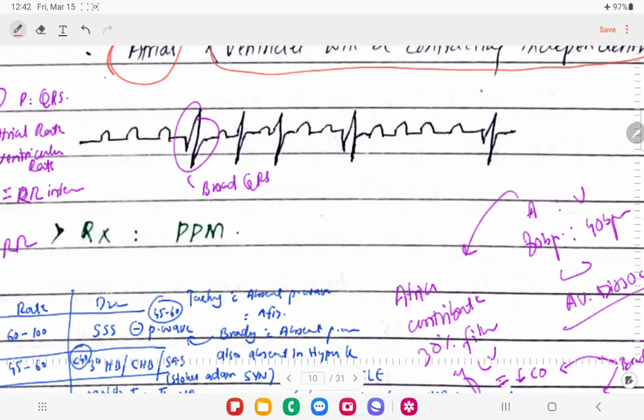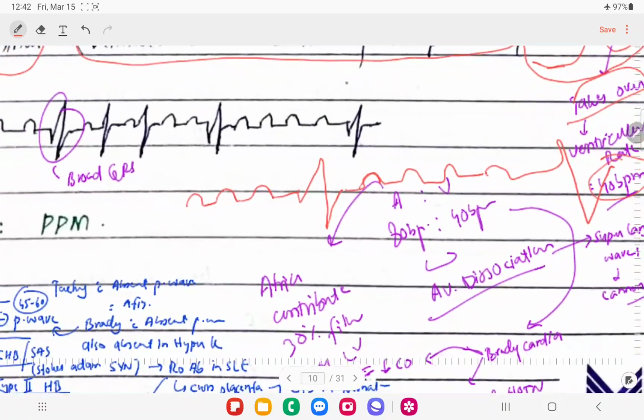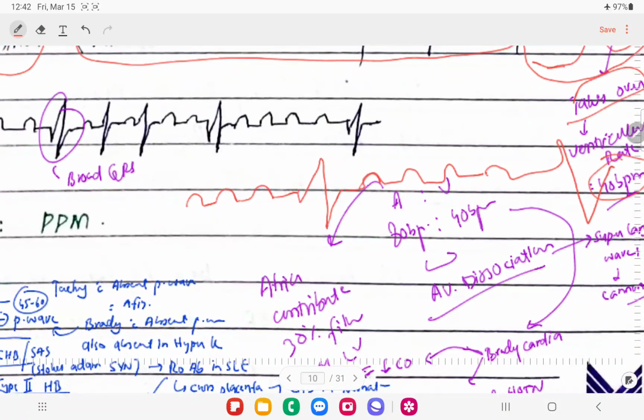So let me draw the ECG pattern here. So we can see here that there is one P wave, then we'll have another P wave, right? Then we'll have another P wave, right? Then we'll have this QRS complex, which will be dependent on the bundle of His, right? Then we'll have this T wave, right? Then again we'll have these P waves, and then we'll have this broad QRS complex. So you can see here that the QRS complex is broad, right?